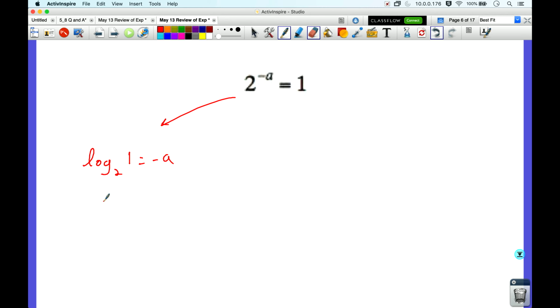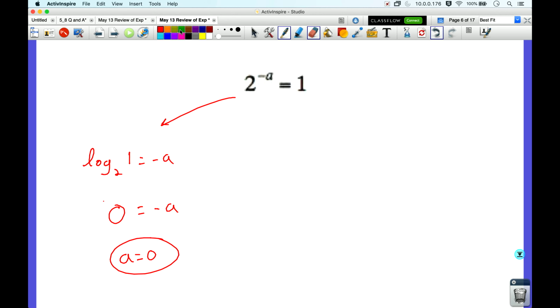In the older calculators, you can plug this in by doing log of 1 divided by log of 2, and I get the number 0, which actually makes sense. Any log base anything of 1 equals 0 equals negative a. Divide both sides by negative 1, we just get a equals 0.